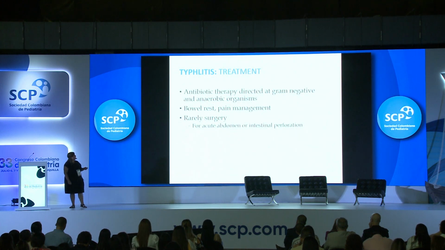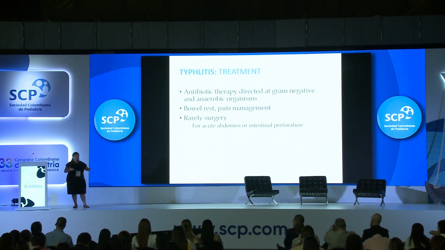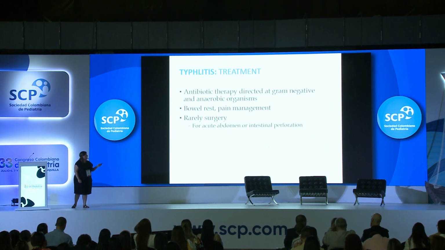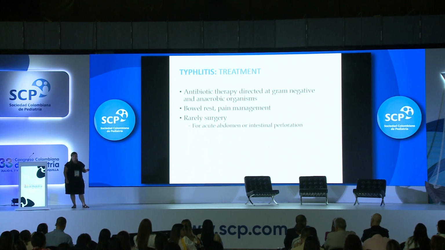The way we treat typhlitis is typically with antibiotic therapy directed at both gram-negative and anaerobic organisms. And you would use your own local antibiogram or organism pathology to drive which antibiotics you specifically choose, but you want to make sure that you're covering gram-negative and anaerobic organisms. Bowel rest and pain management are a primary part of the treatment, and then rarely surgery is needed for either an acute abdomen or intestinal perforation. We think about surgery very, very carefully in these patients because they're usually very neutropenic, and surgery itself is a huge risk factor.